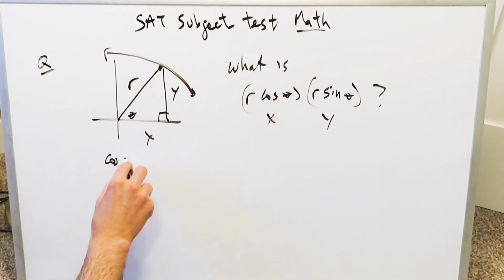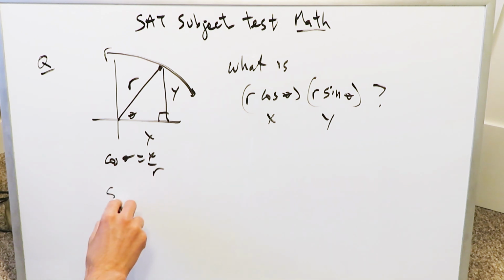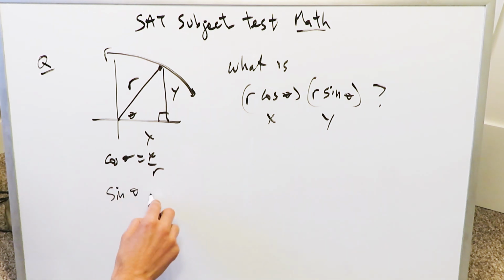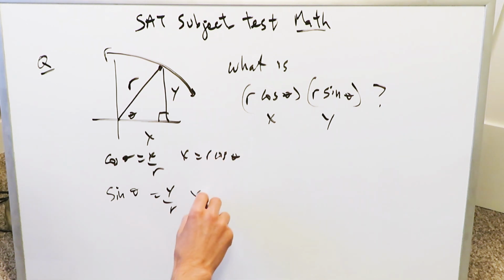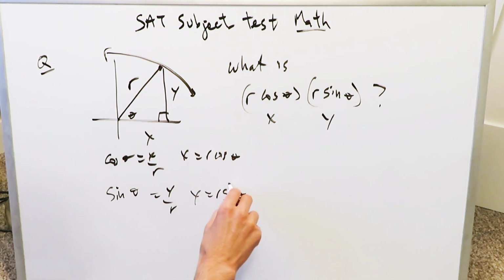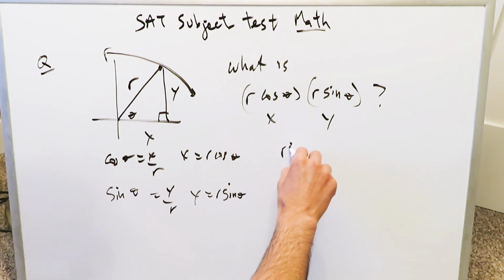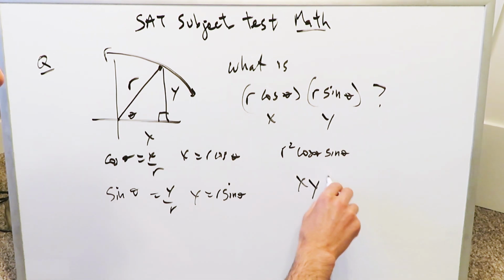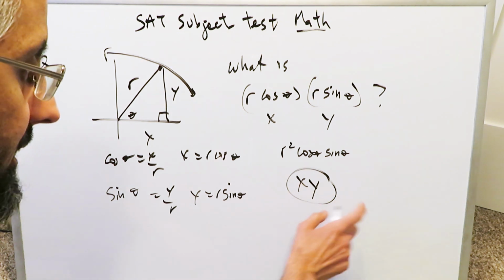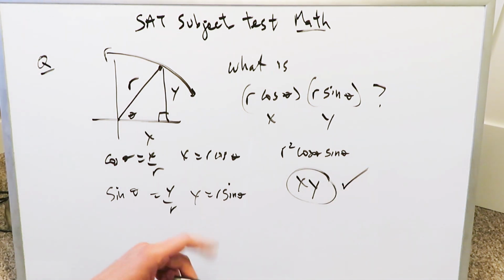Think about it. Cosine theta is equal to x over r. Sine of that angle is equal to the opposite, y over r. X is equal to r cosine theta, and then y is equal to r sine theta. So what would be r cosine theta times r sine theta? It wouldn't be r squared cosine theta sine theta. Your answer here would be xy. And that would be the answer that you'd have to find and identify correctly to select it and get a correct outcome. Xy would be your answer for something like this.